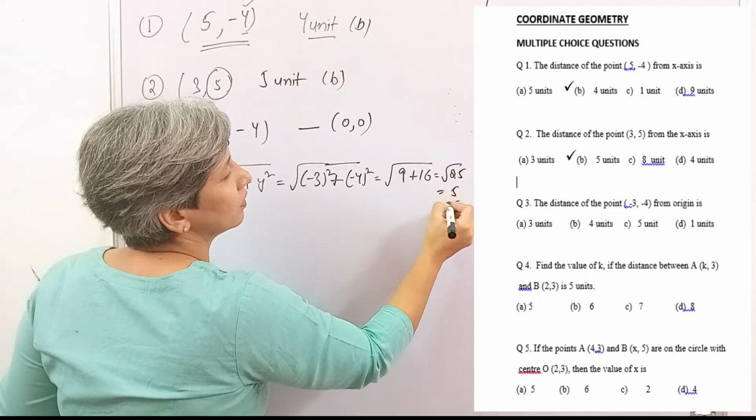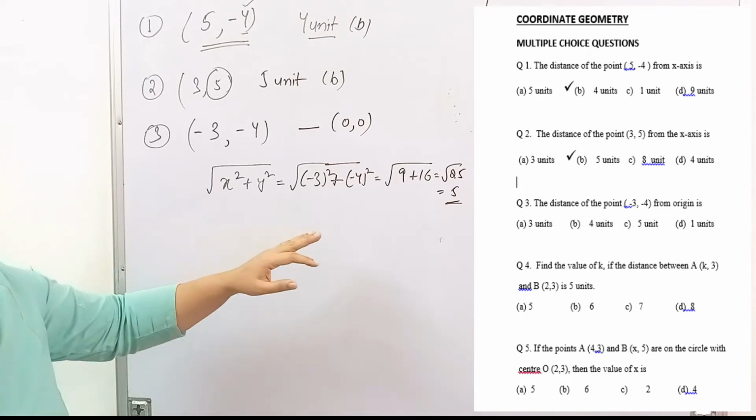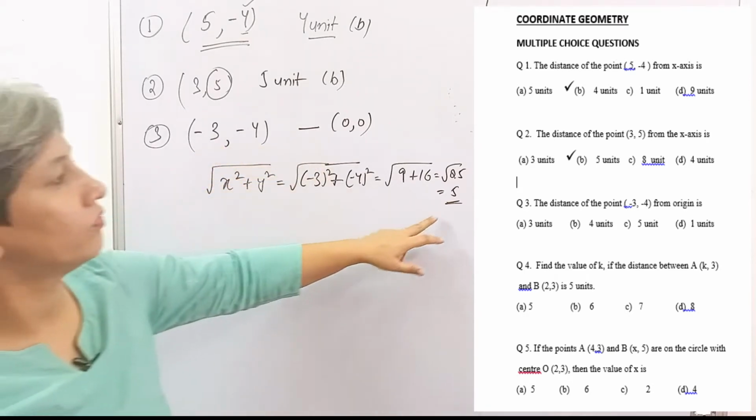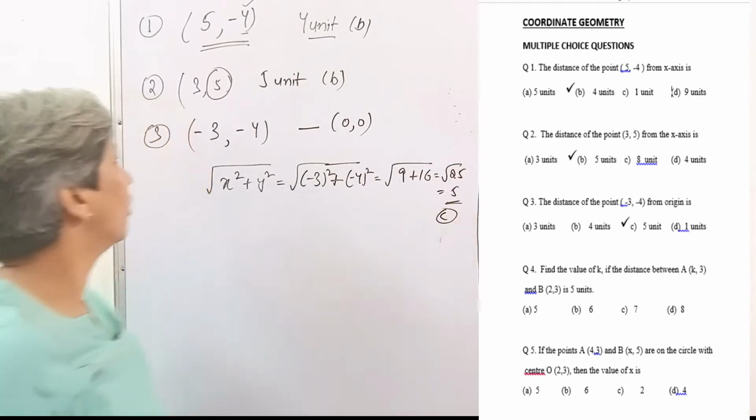√25 which is 5. Fine. So distance of (-3, -4) from the origin is 5, which is my C option of question number 3.